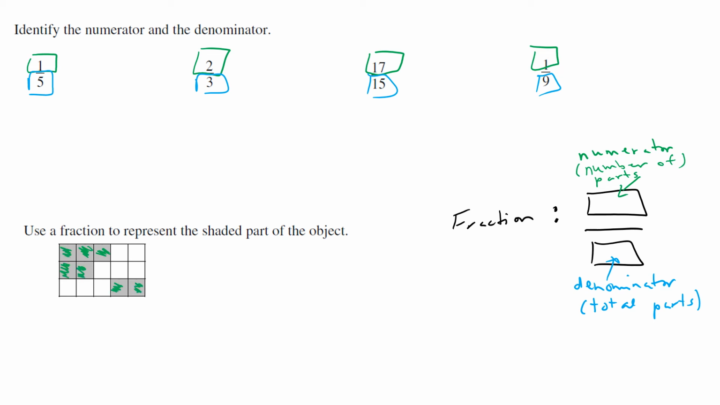So we've got 1, 2, 3, 4, 5, 6, 7 shaded parts. And then the denominator is our total. In total, there are 1, 2, 3, 4, 5, another 5, which is 10, another 5, which is 15. So there are 15 parts total. So shaded is the number of parts. How many do we have? We've got 7 out of 15 total.